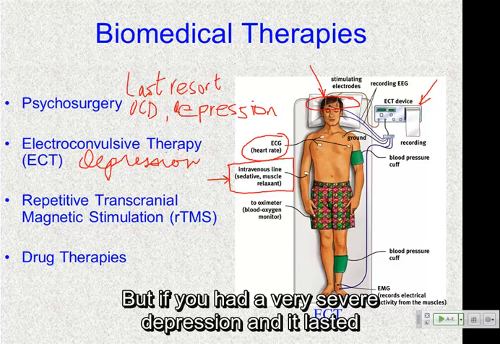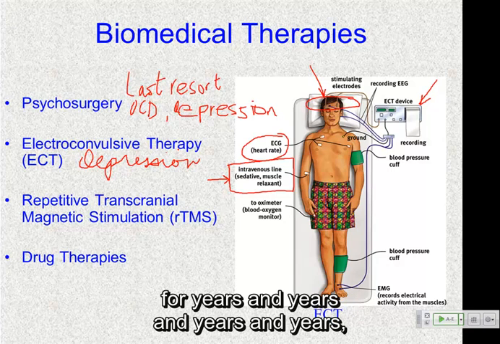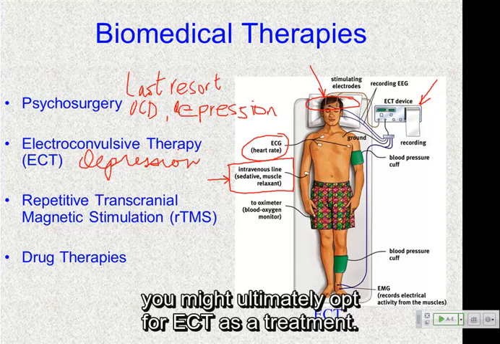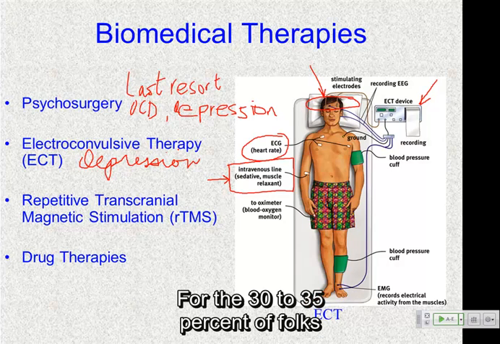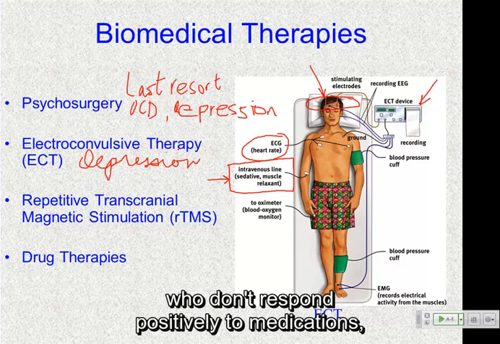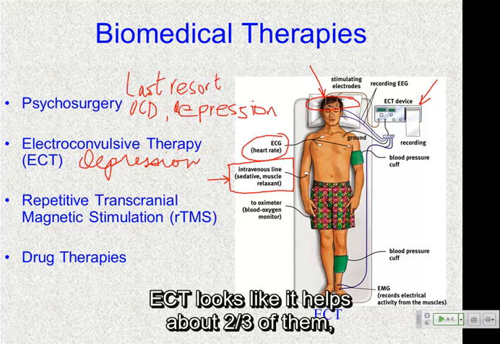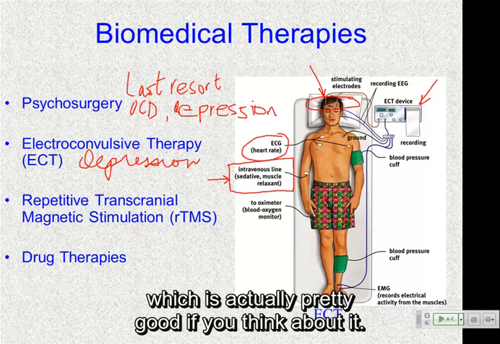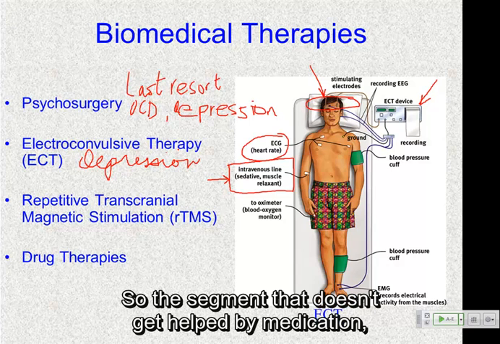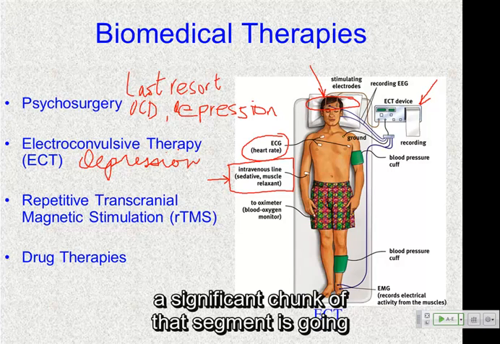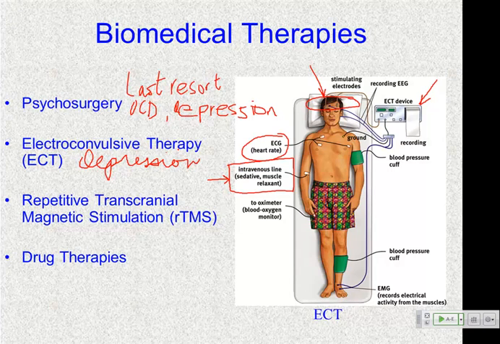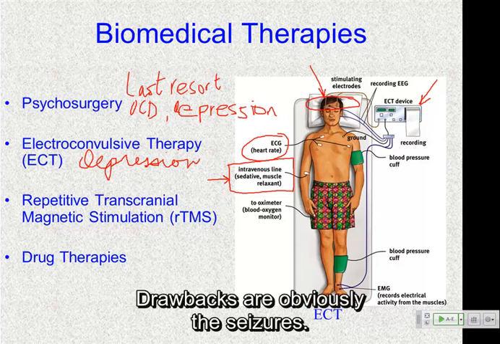But if you had a very severe depression and it lasted for years and years and years and years, you might ultimately opt for ECT as a treatment. Okay? For the 30 to 35% of folks who don't respond positively to medications, ECT looks like it helps about 2/3 of them, which is actually pretty good if you think about it, right? So the segment that doesn't get help by medication, a significant chunk of that segment is going to benefit from ECT. Drawbacks are obviously the seizures.